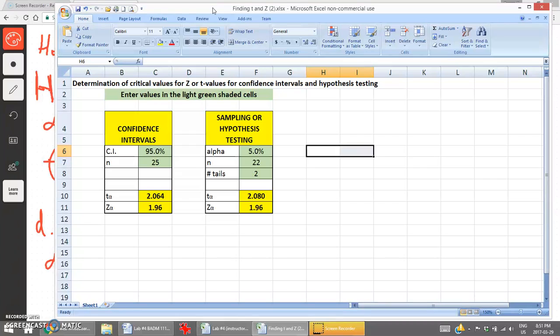the critical t-value is on this Excel sheet that I have placed on Blackboard for you, as well as under your course content. It's called Finding T and Z. This is what we use in the first part of the lab report in order to find the correct t-value for confidence intervals. Now, to find the t-value for hypothesis testing, we're testing at 5%, our sample size is 113, and it is a one-tail test. So our appropriate t-value is 1.659.